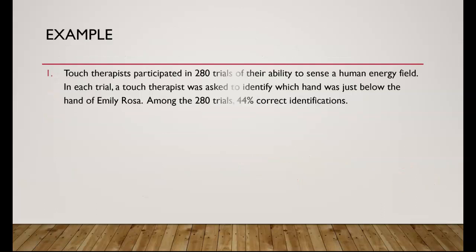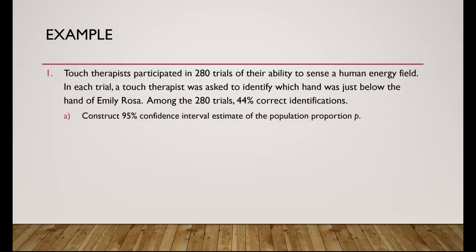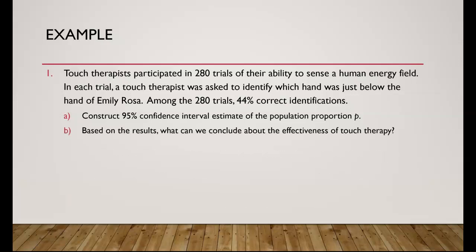Let's now do the example. Touch therapists participated in 280 trials of their ability to sense a human energy field. In each trial, a touch therapist was asked to identify which hand was just below the hand of Emily Rosa. Among the 280 trials, 44% resulted in correct identifications. We will construct a 95% confidence interval estimate of the population proportion p, and based on the results, we'll answer the question, what can we conclude about the effectiveness of touch therapy?